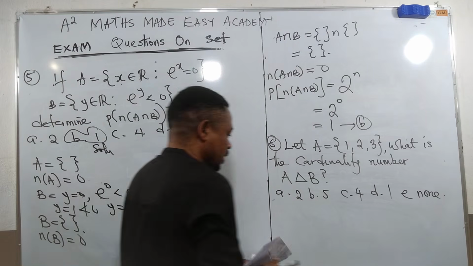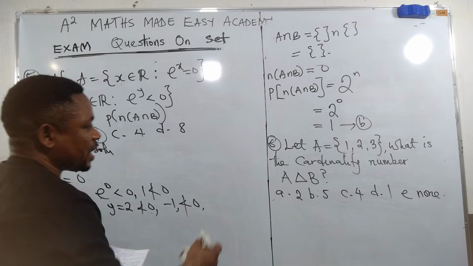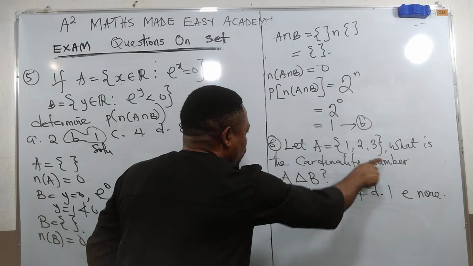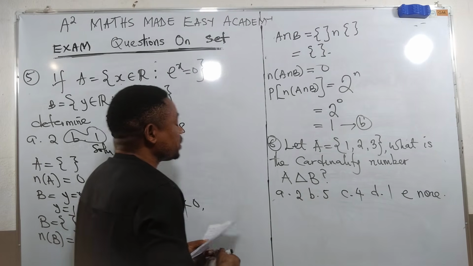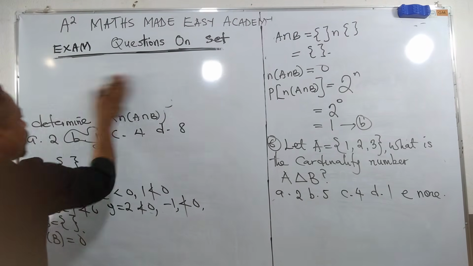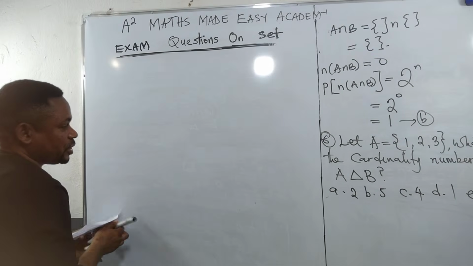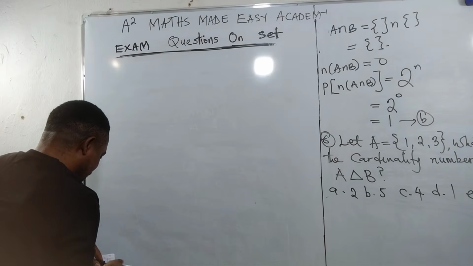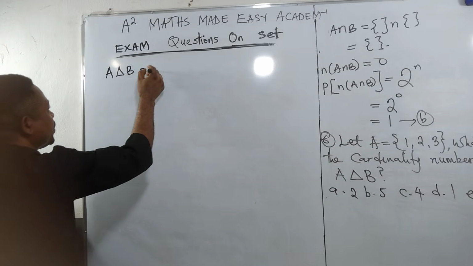Now look at this simple question. It is very technical and you have to be very, very careful. Now let us recite it again. Set A is given as 1, 2, 3. What is the cardinality number of A symmetric difference B? This is called symmetric difference. And what is a symmetric set? I will explain now. How do we define a symmetric set? Now watch this. A symmetric difference B.